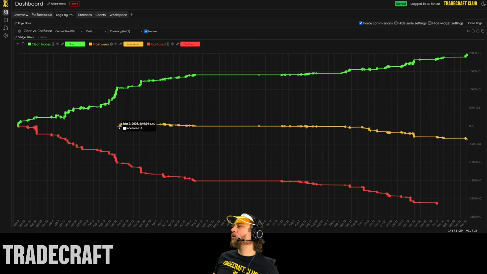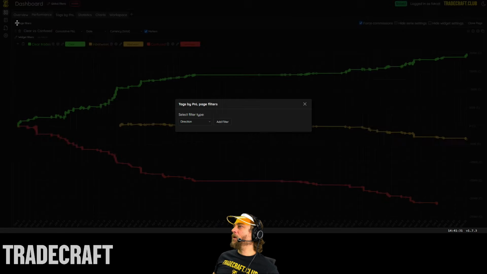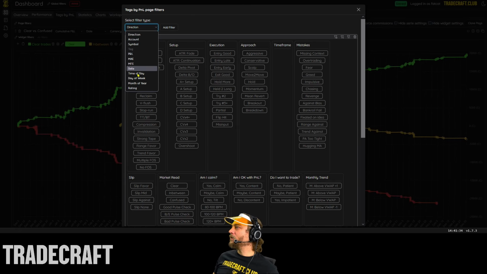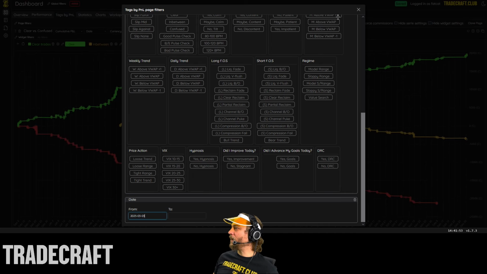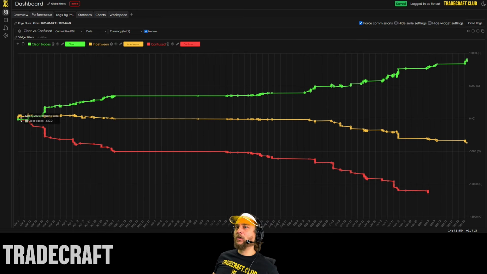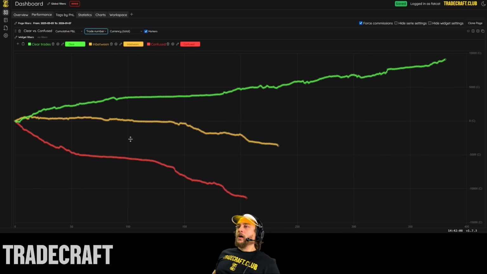So what I want to do is actually do a page filter. I'm going to put on date, add the filter, and then I want to go to March 3rd. So we'll come down here, click on this, March 3rd, 2025, and then we'll filter it out till today. So as we can see, the yellow line now starts with the green and the red. And then I can go back to date up here and then select trade number. So what we're doing is we're essentially getting rid of some of the sample size on here, so that way all three of these tags have the same starting point from a date perspective.